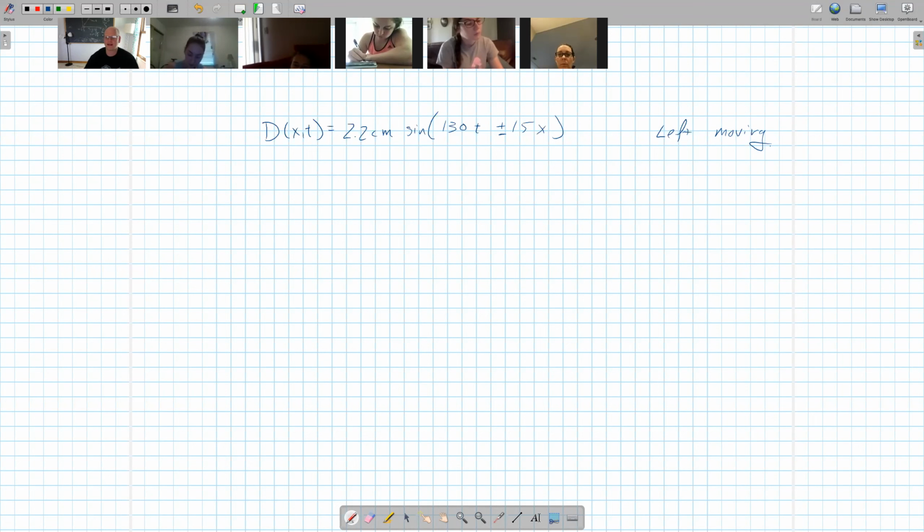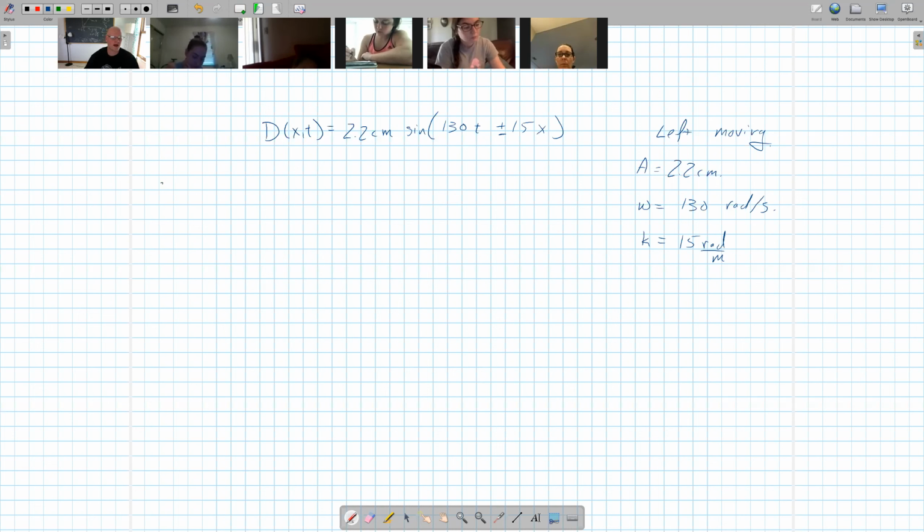So what we know is that the amplitude in this case is equal to 2.2 centimeters. We know that the angular frequency is equal to 130 radians per second. So remember, whatever shows up in front of the t is the angular frequency. And we know that the wave number is equal to 15 radians per meter because whatever shows up in front of x is the wave number.